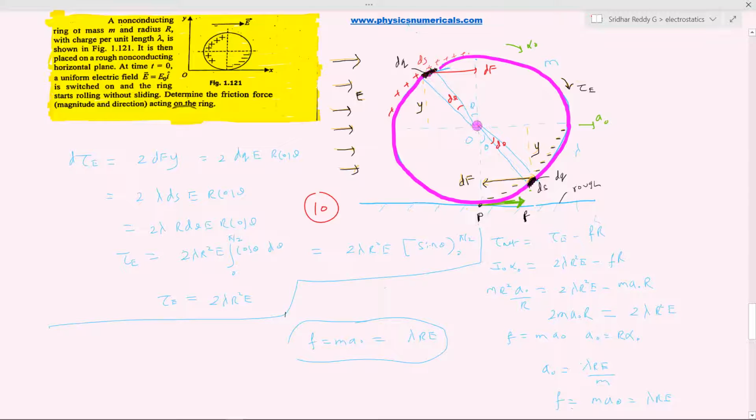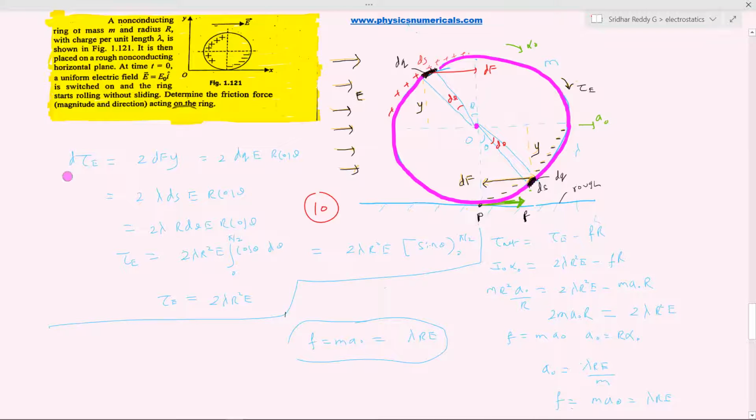These two elements will set up a torque about this point. The torque by the positively charged element will be clockwise. The negatively charged element also sets up a torque about the point, and it will also be clockwise. So the resultant torque acting on the ring will be clockwise, tau E. Then what is the net force on this ring? Plus dF minus dF, so the net electrostatic force is in fact zero. The only thing acting is the torque about the point.